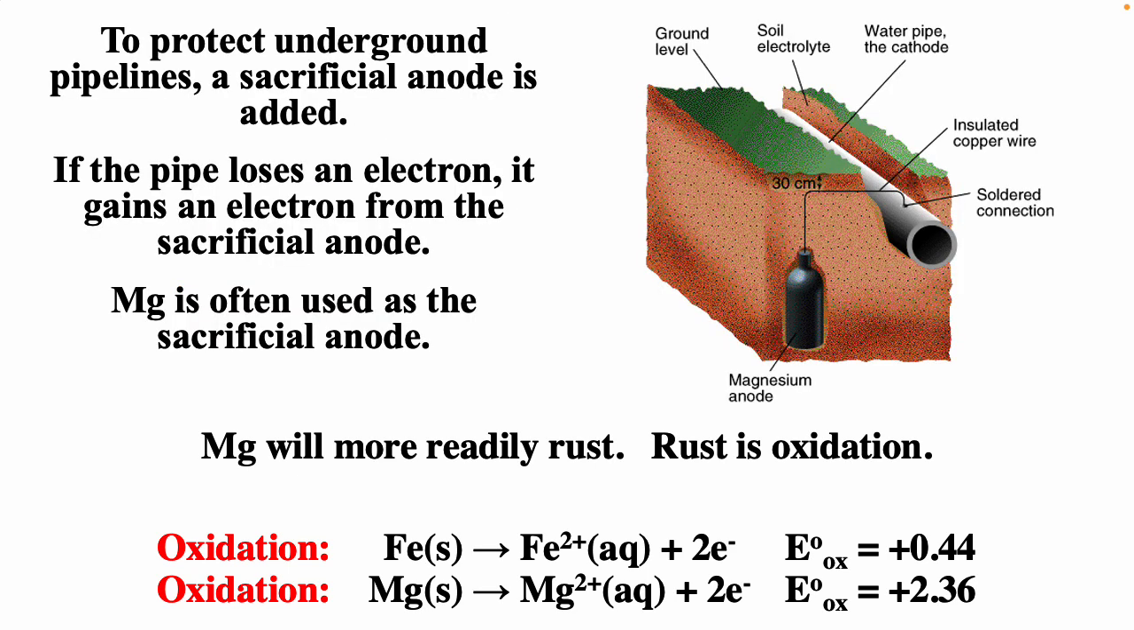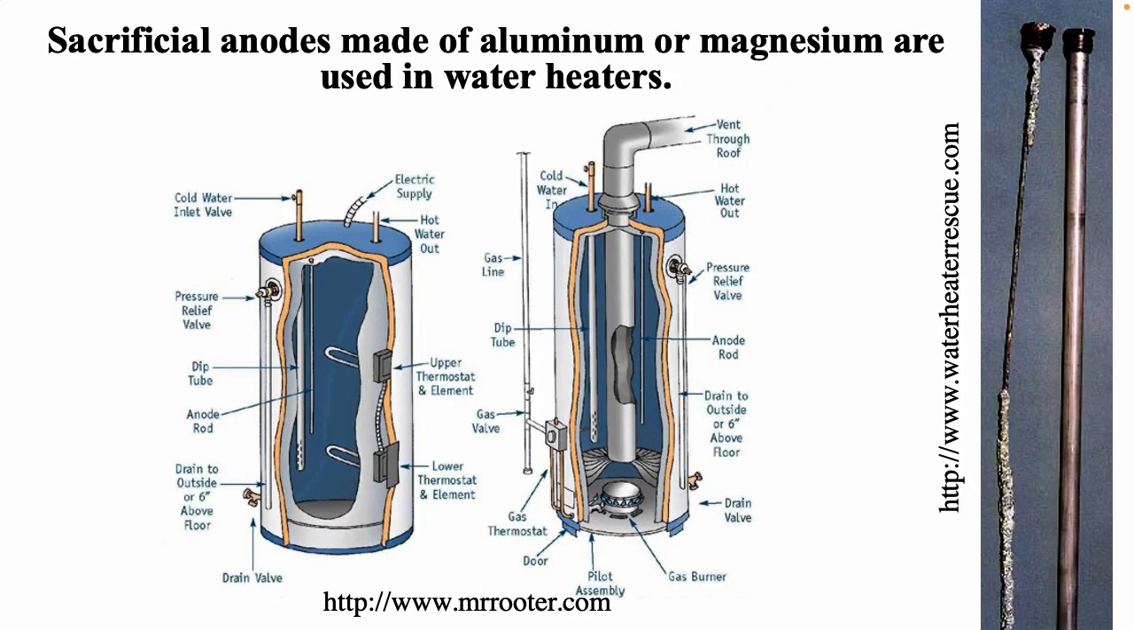Because of that, magnesium will be used as a sacrificial anode. If you have a steel pipe in the yard, often what they'll do is solder a wire to a magnesium slug, and then the magnesium will preferentially oxidize instead of the steel pipe. In your hot water heater, you also probably have a sacrificial anode, either aluminum or magnesium. Again, the idea is the anode will oxidize instead of your water heater oxidizing.